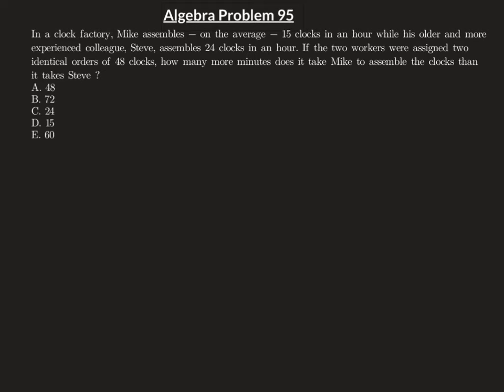So let's just underline our important information here. In a clock factory, Mike assembles on average 15 clocks in an hour, while his older and more experienced colleague Steve assembles 24 clocks in an hour. If the two workers were assigned two identical orders of 48 clocks, how many more minutes does it take Mike to assemble the clocks than it takes Steve? So that's our question.